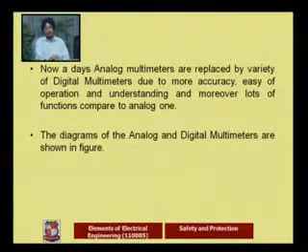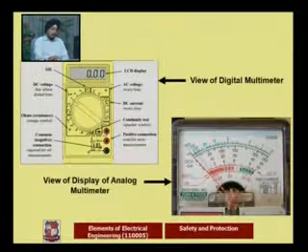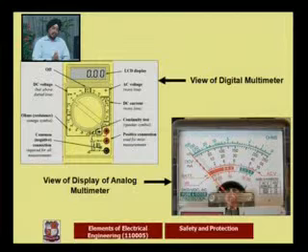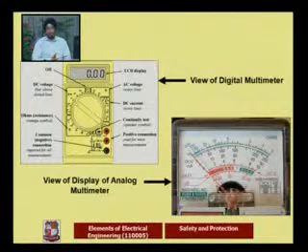Obviously, the disadvantages of the analog one become advantages with the digital one. They are easy to use, more functions are there, and accuracy is also more. And we can easily check our reading because it's a display. The next slide will show the diagram of the digital multimeter and a view of the analog one.